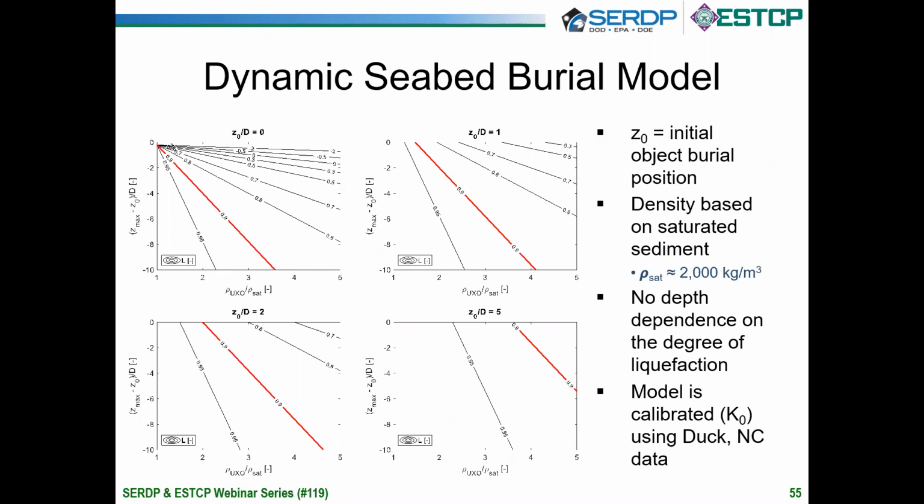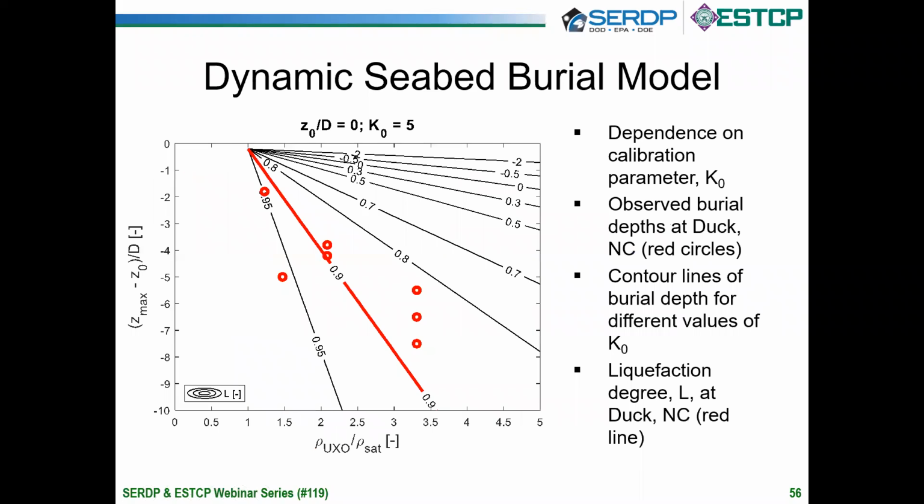There is a calibration constant, K naught. We can calibrate it for our data from the Duck experiment that I showed near the end of the first session. The red dots here are the data from Duck, and they surround this 90% liquefaction line. That gives us a calibration constant of 5. And now we've already started to use that in some analyses that we've done recently for an experiment that was performed off of Boston Harbor.